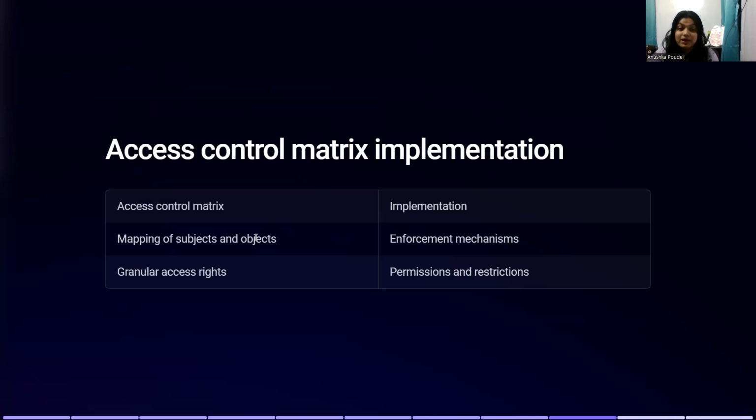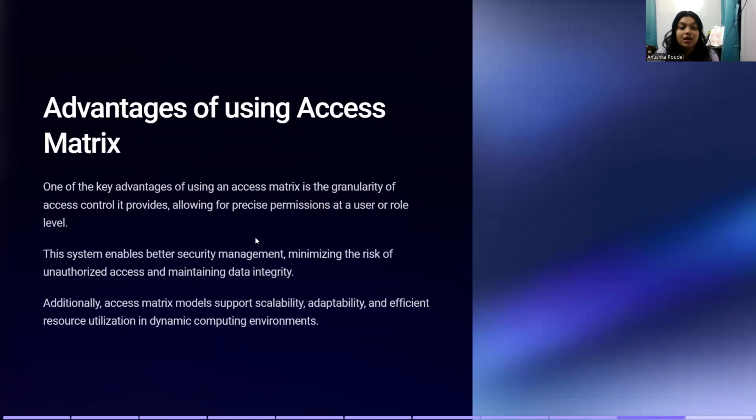Access control matrix implementation. Now, the access control matrix has a mapping of subjects and objects. The implementation is through an enforcement mechanism. The granular access rights are implemented by permissions and restrictions.